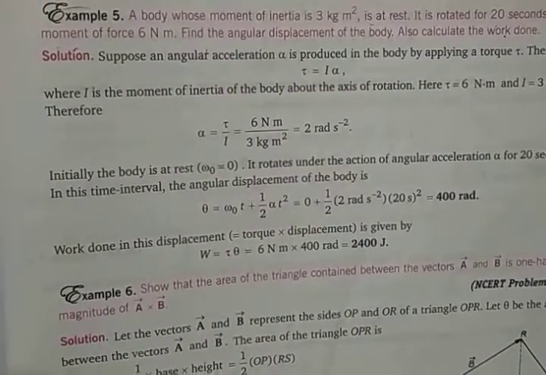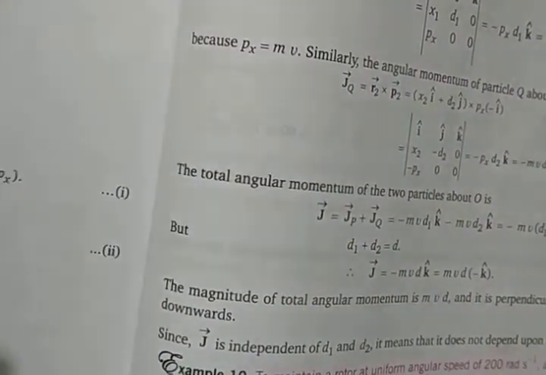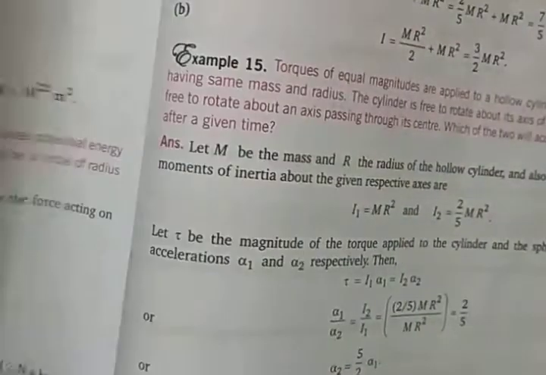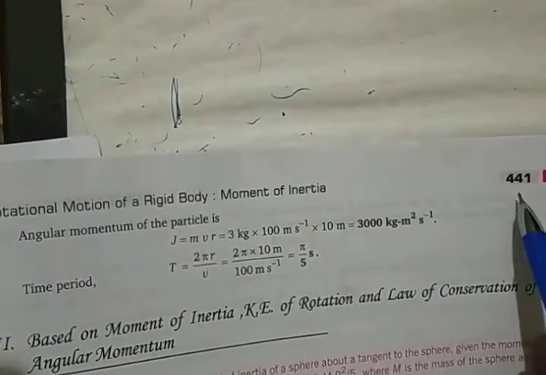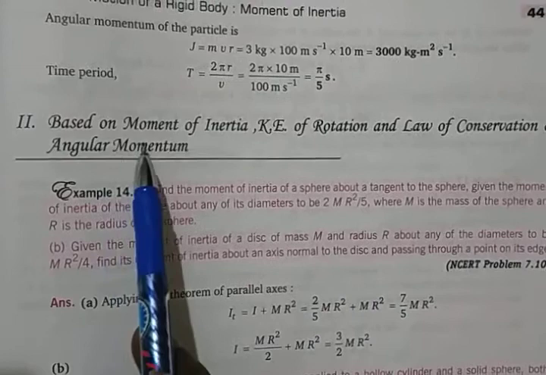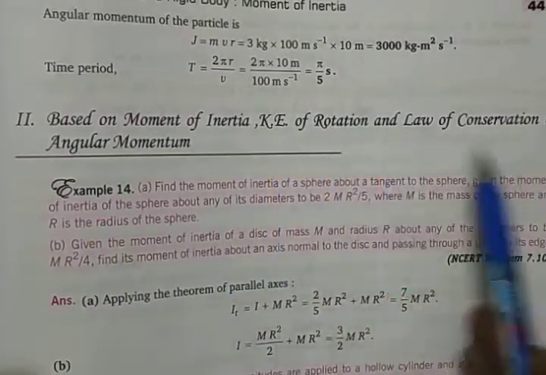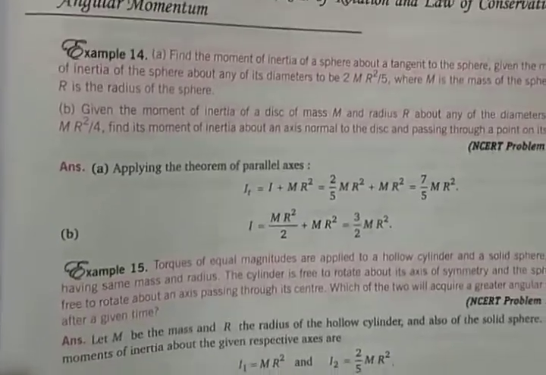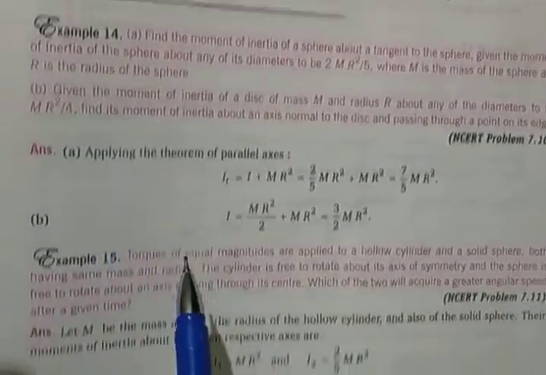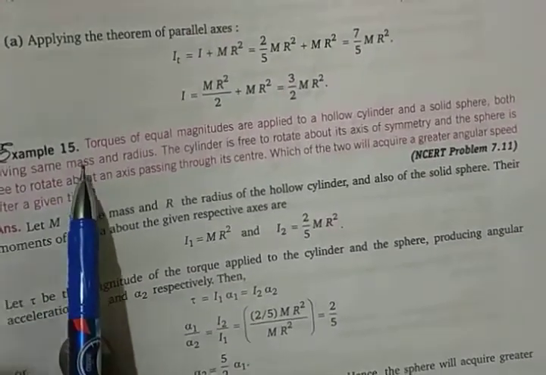The next few questions we are leaving here, 6th, 7th, 8th, you need not do them. So we'll quickly get into the next part of the topic, which deals with moment of inertia and angular velocity. If you look at page number 441, based on moment of inertia, kinetic energy of rotation, law of conservation of angular momentum, we'll mainly be doing the law of conservation of angular momentum. That's the main part of it. 14th question is homework for you, please do it yourself. I'll start with question number 15. Please write down question number 15.